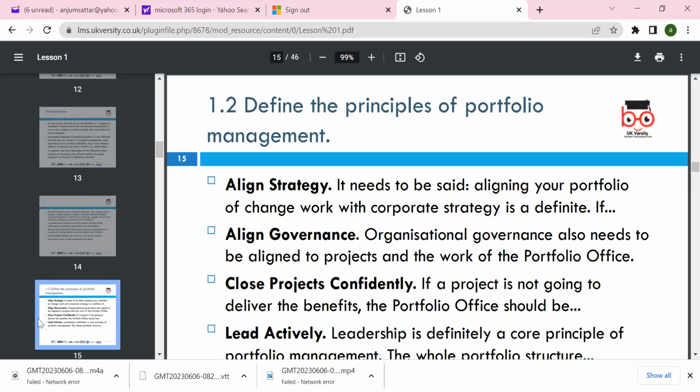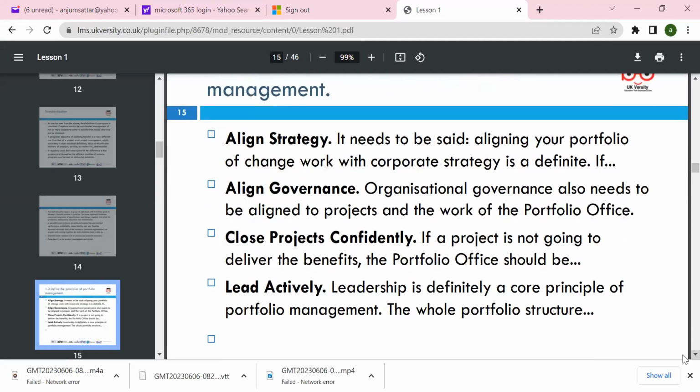Okay, so 1.2, define the principles of portfolio management: align the strategy. What is strategy? It means an action plan aligned with whatever organizational objective you have. If our mission is to treat people like they want to be treated, exceed customer expectation, and deliver quality goods, then you need quality recruitment and quality material. You need to listen to the voices of your employees, because you are saying you want to treat people as they want to be treated. So you have to involve them and get feedback. Otherwise, you're not going to align. Governance: how well you govern, and project confidentiality, the confidential data of customers and others. We have legislation in the UK, GDPR, General Data Protection Regulation. Lead actively.